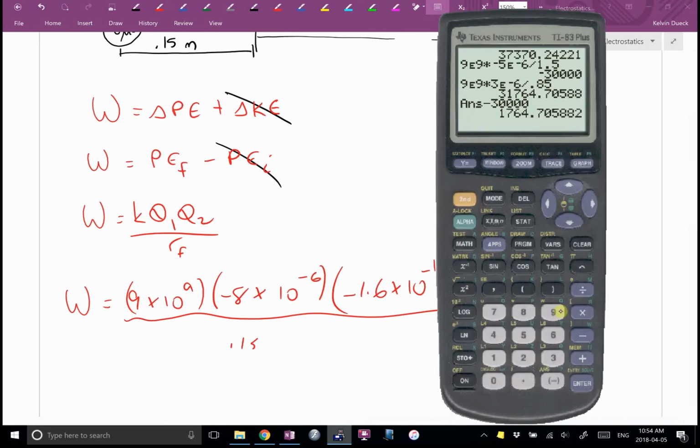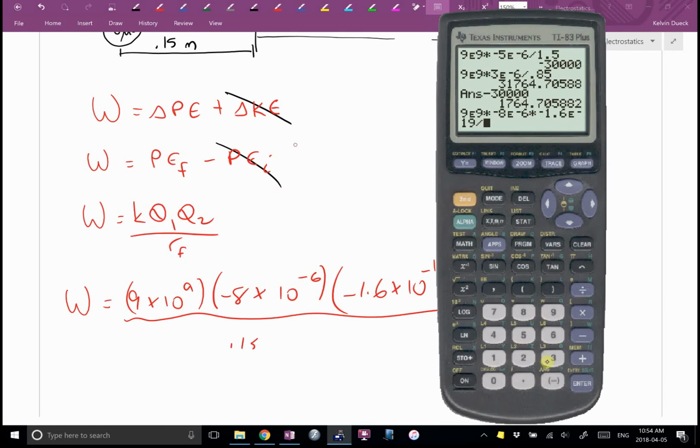What do I get? 9 times 10 to the 9th. Did it again, Mr. Duick. Negative 8 microcoulombs. Don't do that. Read your equations carefully because they do all look alike. Negative 1.6 times 10 to the negative 19 divided by 0.15, no squared. Do you get 7.68 times 10 to the negative 14? Is that right?